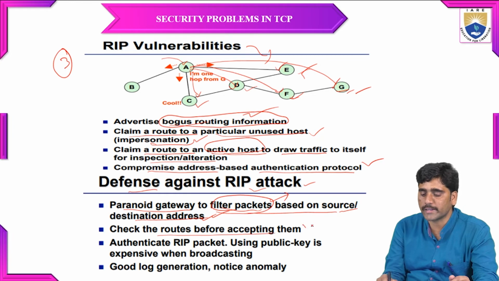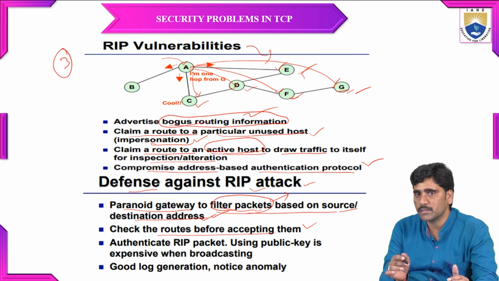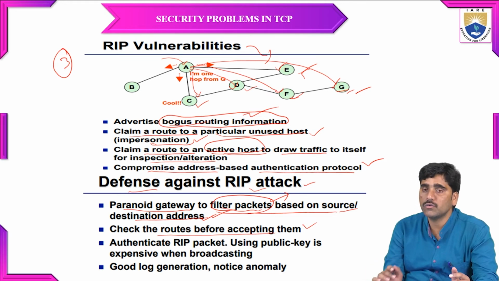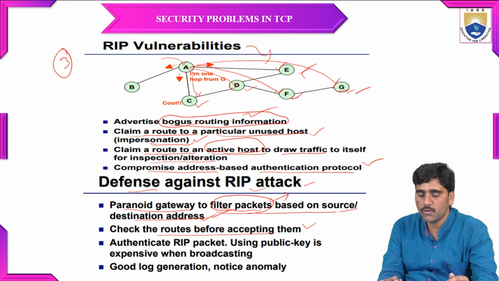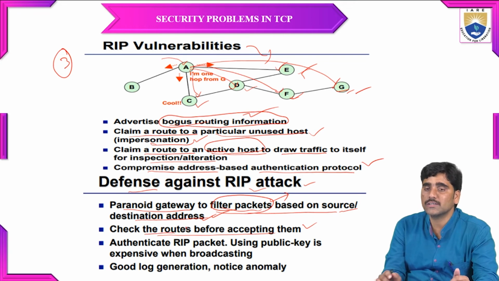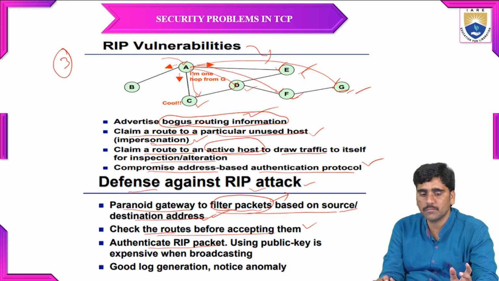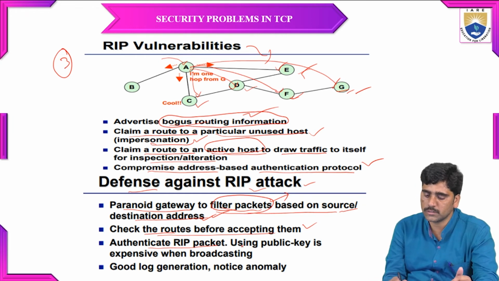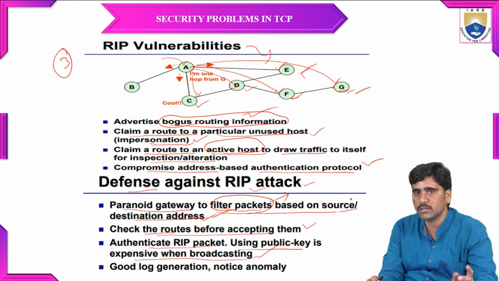And check the routes before accepting them. That means before accepting the packets, we have to check the route for each and every packet, how it is going to be transferred. So you need to check the routes. And authenticate routing information protocol packets. So we need to authenticate, that means we have to provide some credentials or authorized proceedings. But using public keys is expensive when broadcasting.